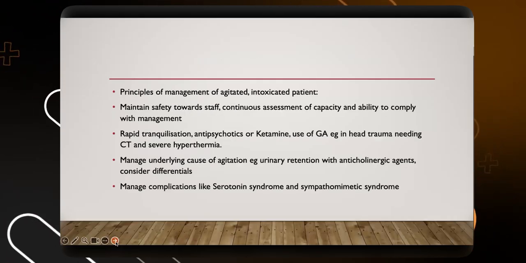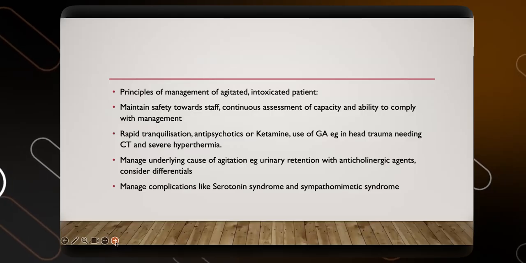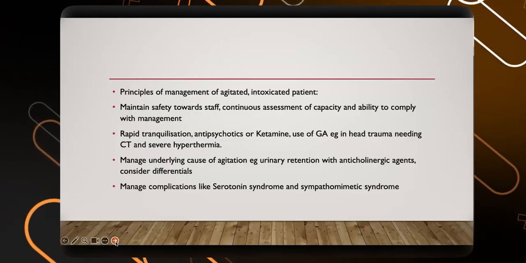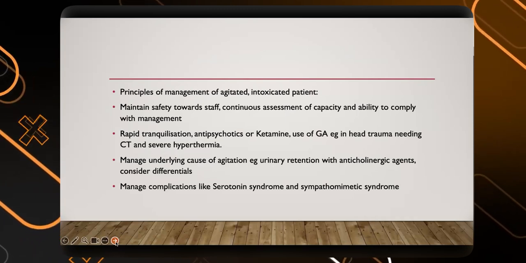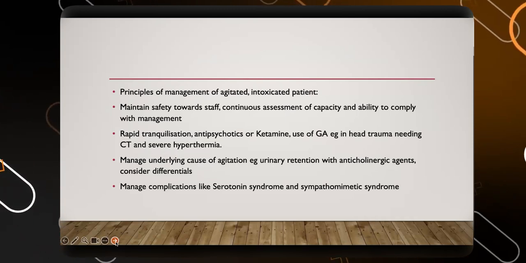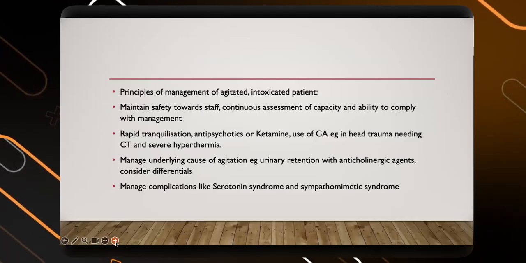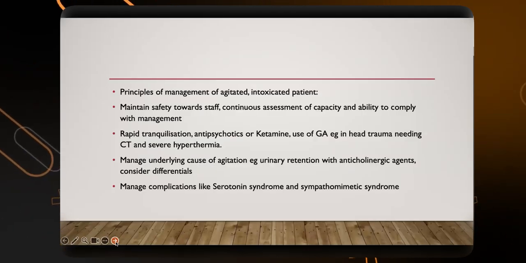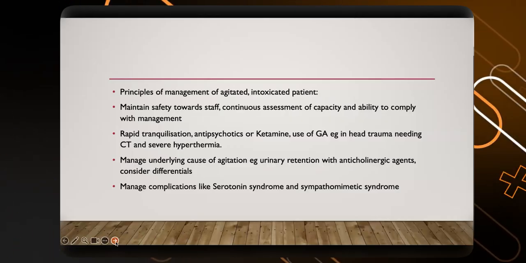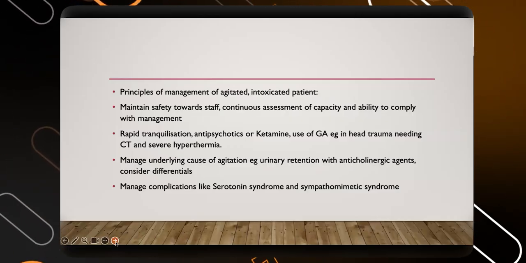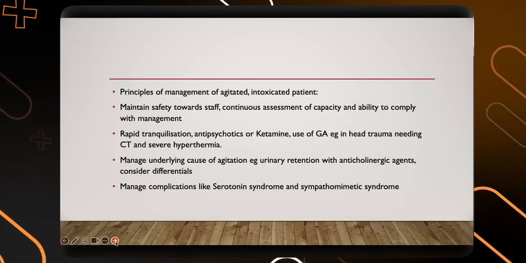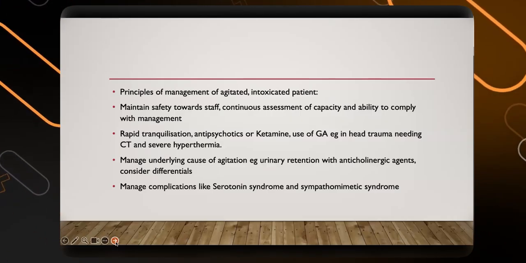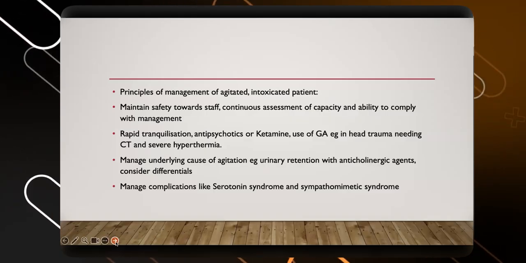Now, what are the principles of management of an agitated and intoxicated patient? First and foremost is to maintain safety towards staff, with continuous assessment of capacity and ability to comply with management. There should be strategies for rapid tranquilization, antipsychotics or ketamine, and use of GA, for example, in head trauma needing CT and severe hyperthermia. Manage the underlying cause of agitation, for example, urinary retention with anticholinergic agents, and consider differentials. Manage complications like serotonin syndrome and sympathomimetic syndrome.